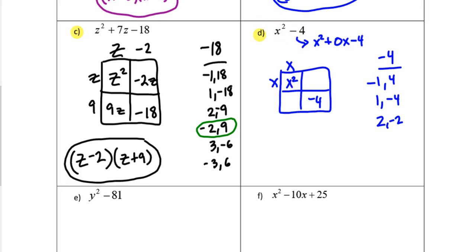Well, that should lead you to recognize, hey, I got to pick this last choice here, right? 2 and -2 multiply to -4. They also add up to be nothing, right? They're opposites. They cancel each other out. So they add to 0. So 2 and -2. And then we can write x minus 2, x plus 2.